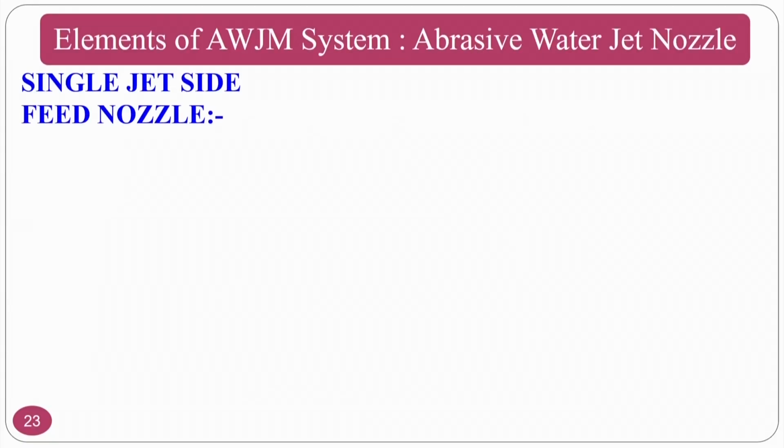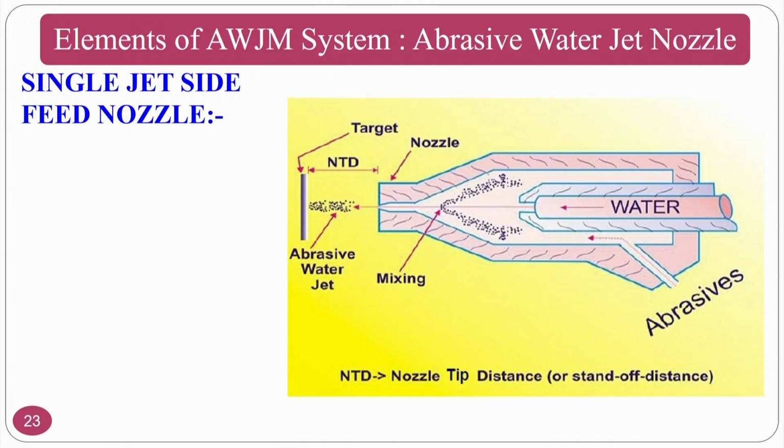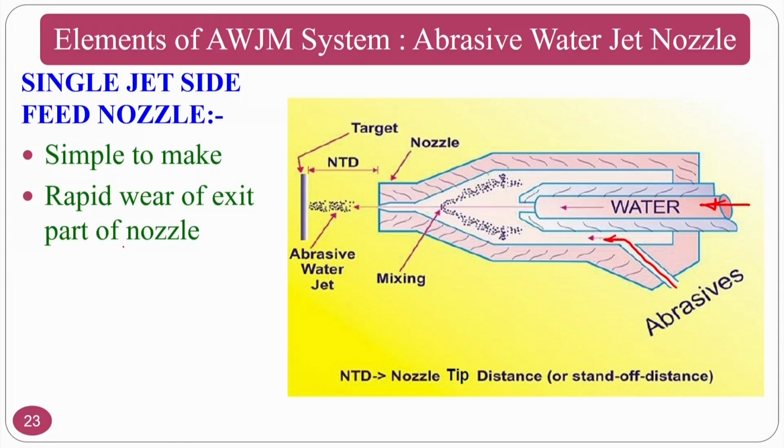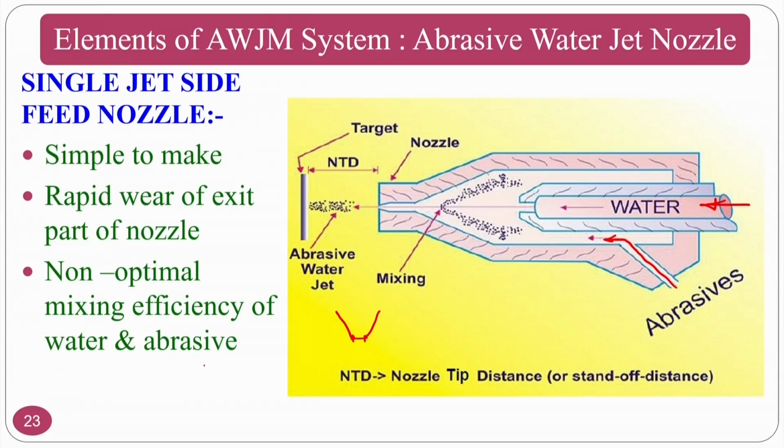Another element is the abrasive water jet nozzle. If you see, there is the single jet side feed nozzle, that means that water is coming from here and the abrasive particles are fed from here. Okay. So both are mixing in this area and it is moving forward. So the abrasive water jet is coming like this. This is simple to make because you have one tube and inside you have another tube wherein the water is coming, abrasives are coming and mixing. The concern is rapid wear of the exit part of the nozzle. That means that if you have a nozzle, the exit portion will get worn out. So non-optimal mixing efficiency of water and abrasive particles will be a concern here.